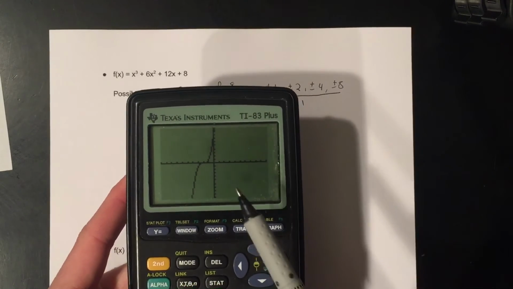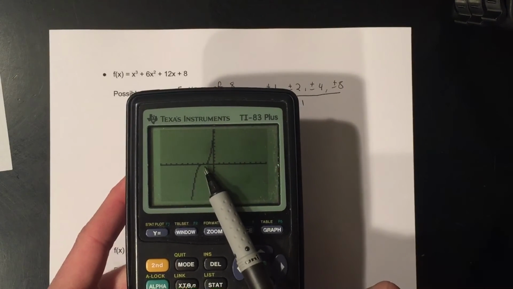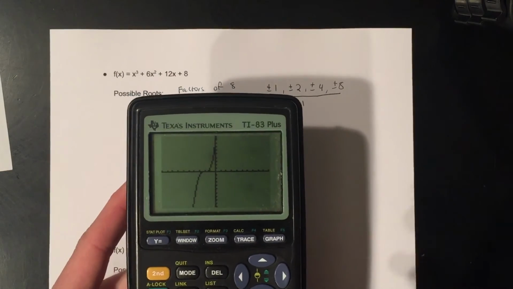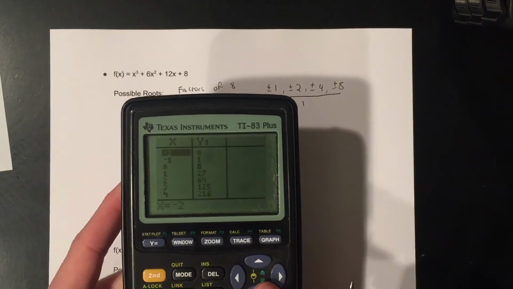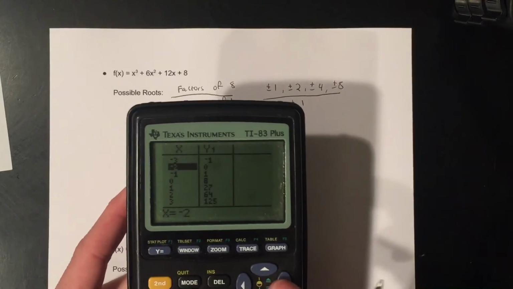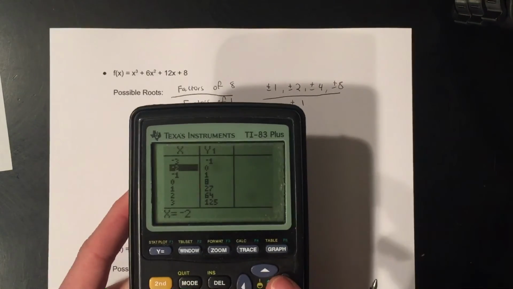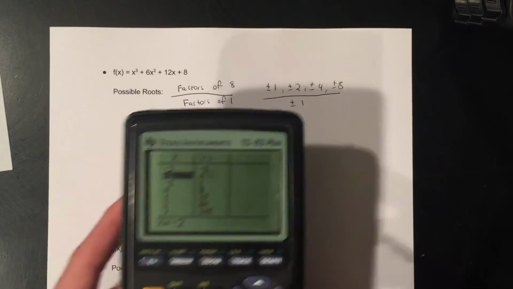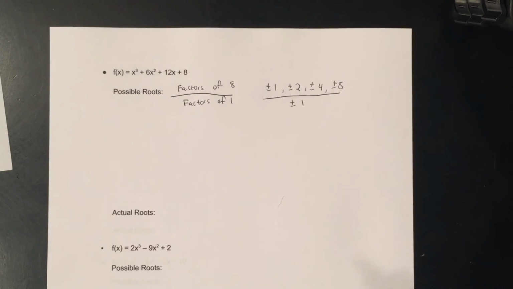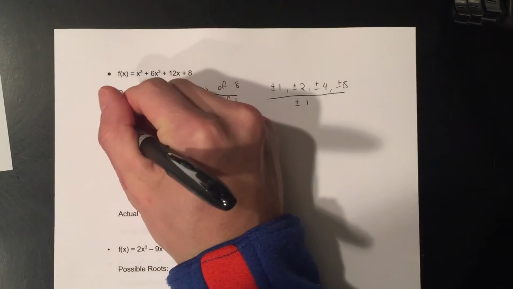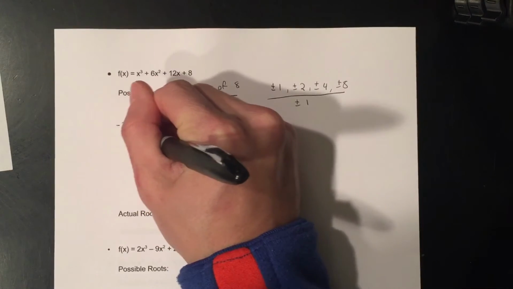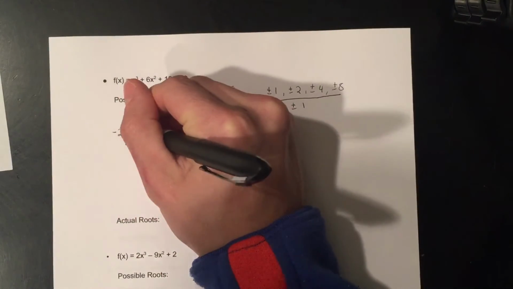See on this graph over here, I can kind of see an x-intercept. Looks like -2. If I want to confirm that, I can go right to the table and see, oh, yep, -2 has a value of 0. That means it is an x-intercept. We take that information from the graph and we use -2 to perform synthetic division.